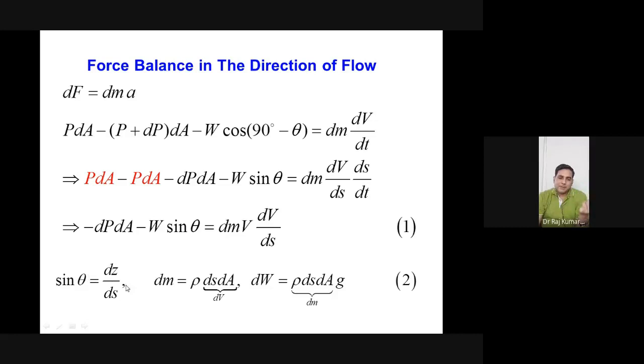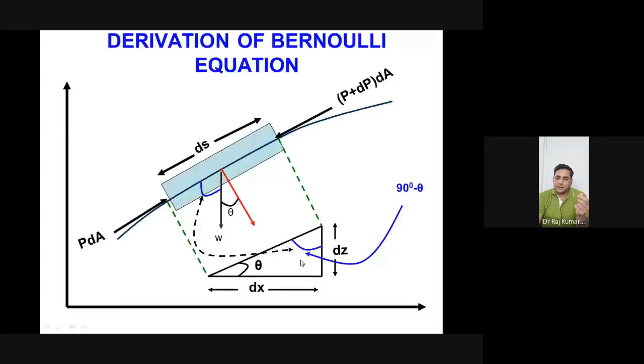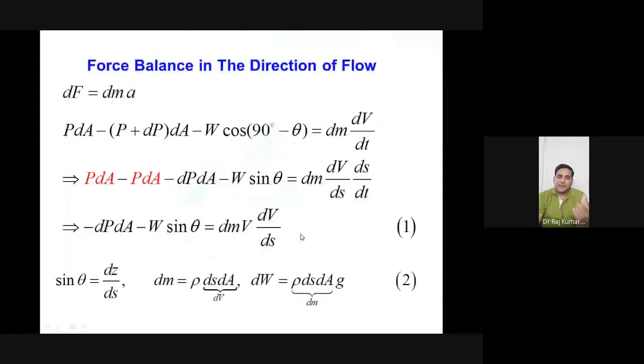Now, what is my sin theta? From the previous figure, I will get dz upon ds, this is your ds, right? So I will get sin theta. For dm, I want the differential mass. I have the area, I have the length, so ds into dA is the volume, multiplied by density is my mass dm. Multiply by g to get the dw. So I have everything I need to substitute in this equation, right?